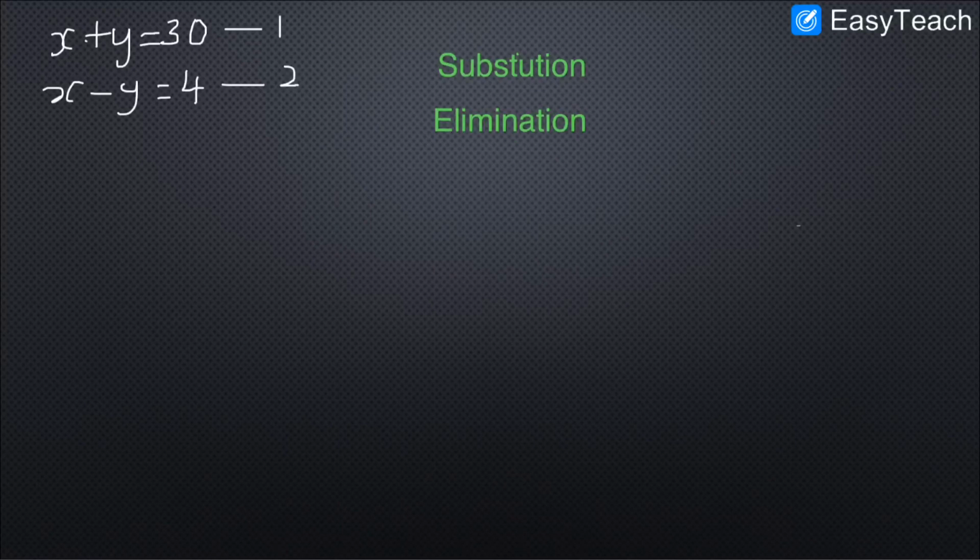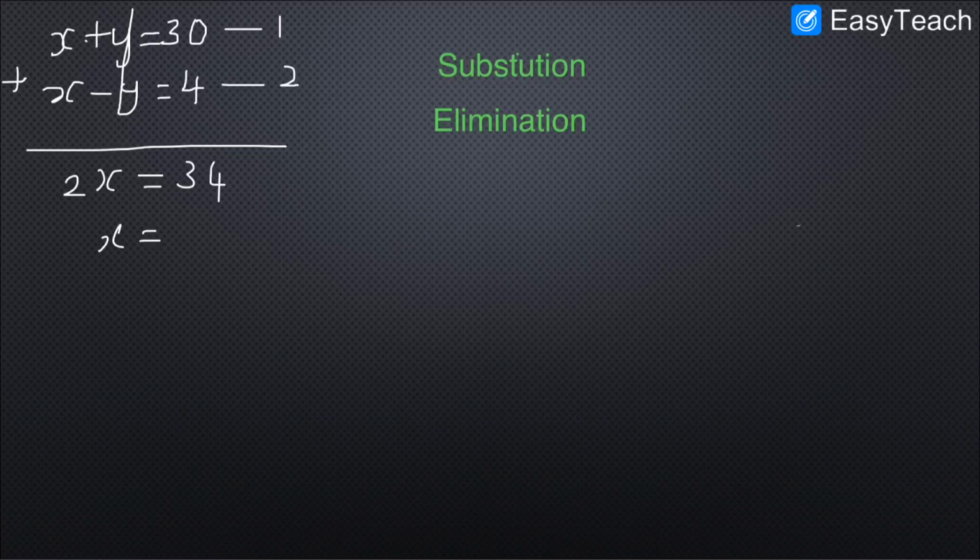Next I am going to apply the elimination method on the same problem. In the elimination method, the name itself says elimination. We are going to eliminate or cut any term to find the other terms. For example, here I am going to add these two equations. If I add these two, the plus y and minus y will be gone. The remaining is 2x equals 34, which gives me x equals 34 by 2, which is 17, the same as what we got from the substitution method.